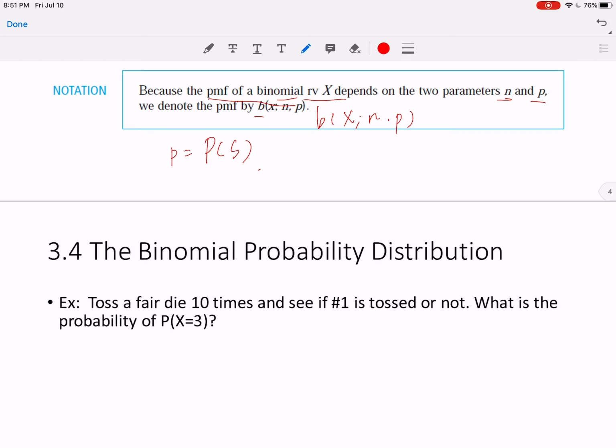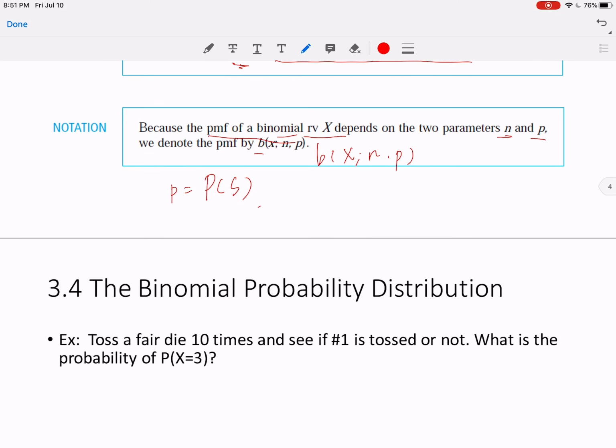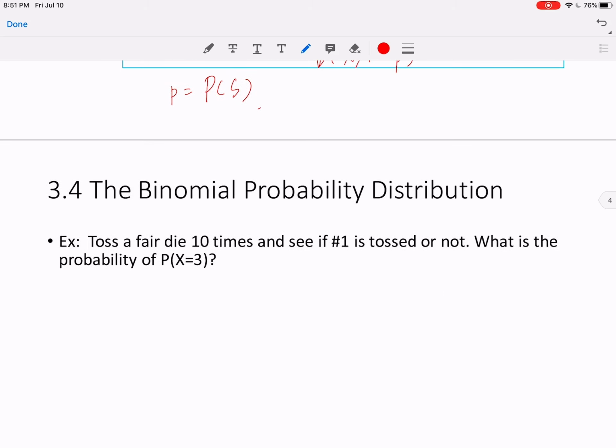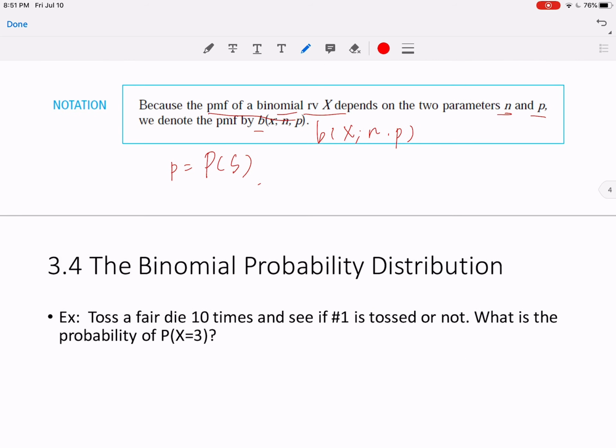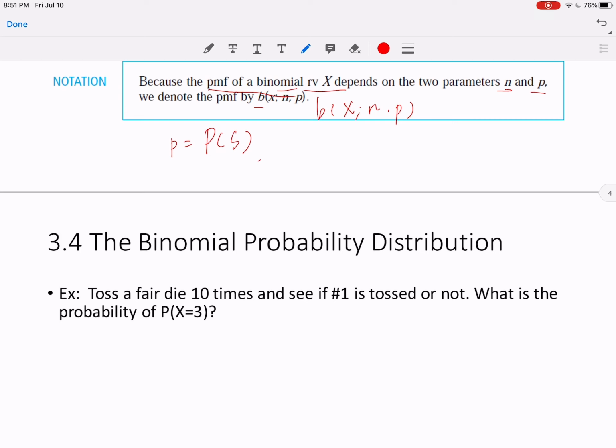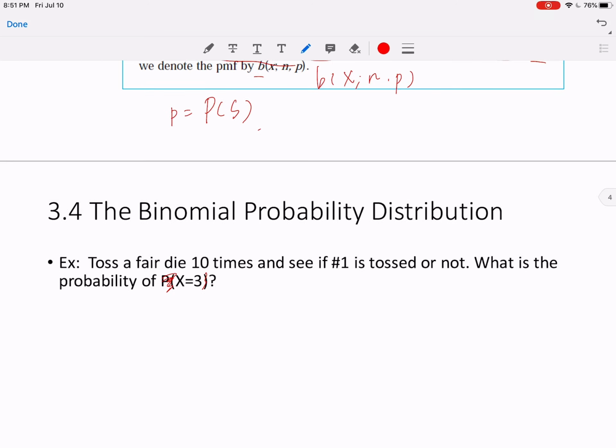Now, let's take a look at this example. Once we know the definition of a binomial random variable, let's take a look at this example here. This is coming from the number 3 we just went over up here. Toss a fair die 10 times and say if number 1 is tossed or not. What is the probability that x is equal to 3? Actually, there's a typo. Which means we're looking for the probability x is equal to 3. That's what we are looking for.